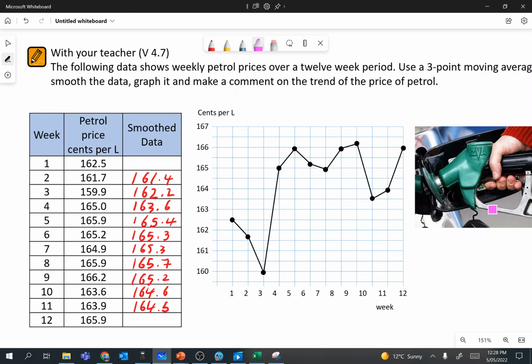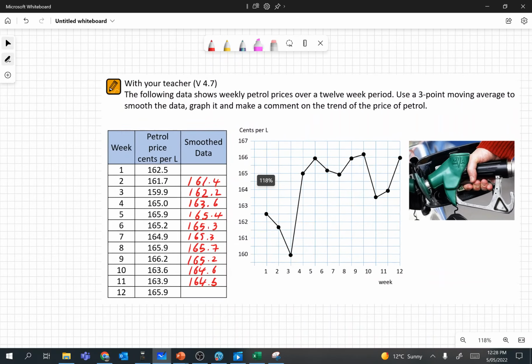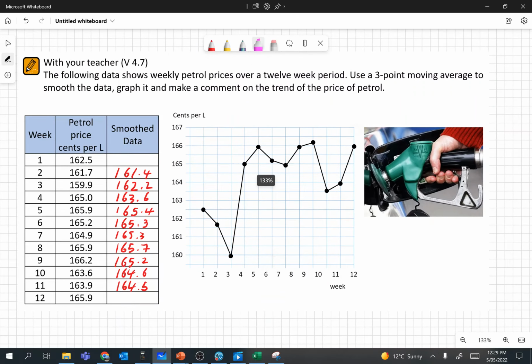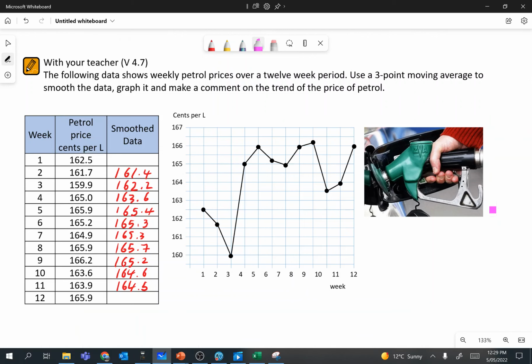Alright, so now we're going to plot this on the graph of the actual data. So these are the actual prices in this column. That's what's this graph here. Alright, so we're going to plot these points here. Now notice how day 2 lines up with the first score, so we're going to start here. That's where the first point on the moving average begins. So day 2 is at 161.4, so that's about there on the grid.